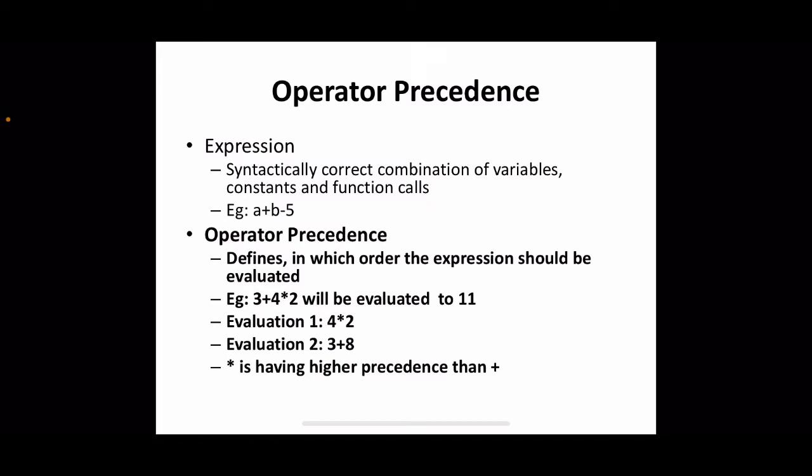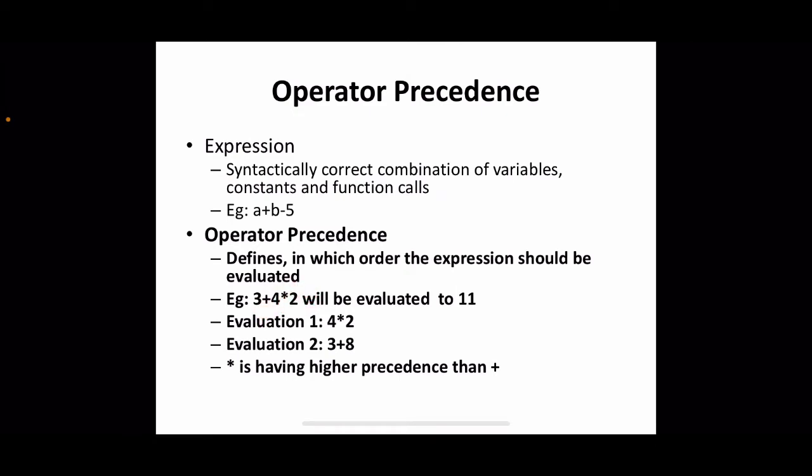So operator precedence and associativity helps in evaluating different expressions. So let us start with this operator precedence. The operator precedence defines in which order the expression should be evaluated. That is, a set of operators will be there in the expression, which operator should be applied first. Just for example, here we are given an expression 3 plus 4 star 2. So here it should be evaluated to 11 by applying the star first. Multiplication is given higher precedence than this addition.